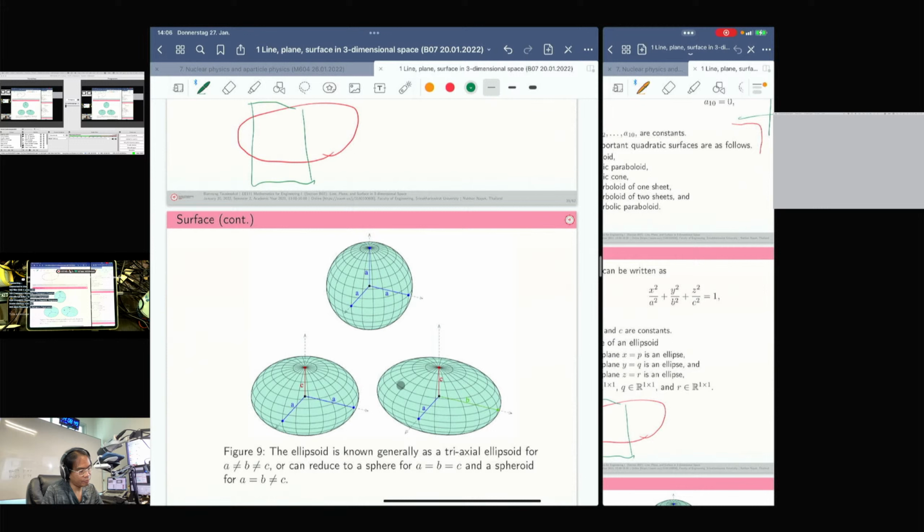In a special case, when the distance along the x-axis and y-axis are equal to each other, we have a equal to b. We're going to have this shape. I don't know what shape that is.